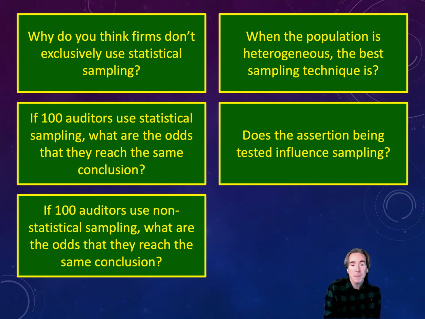If 100 auditors use sampling, what are the odds they reach the same conclusion? It depends on the confidence level. If we have a 95% confidence level, and 100 auditors do a test, then 95% of the time they should get the same results. However, if 100 auditors use non-statistical sampling, we have no idea what the odds are. That's the disadvantage of non-statistical: maybe all 100 reach the same conclusion, maybe they reach 100 different conclusions. We don't know. Does the assertion tested influence? Yes, absolutely. We're going to design our test based around the assertions. We don't ever want to lose track of the fact that we're looking at accounts and assertions.